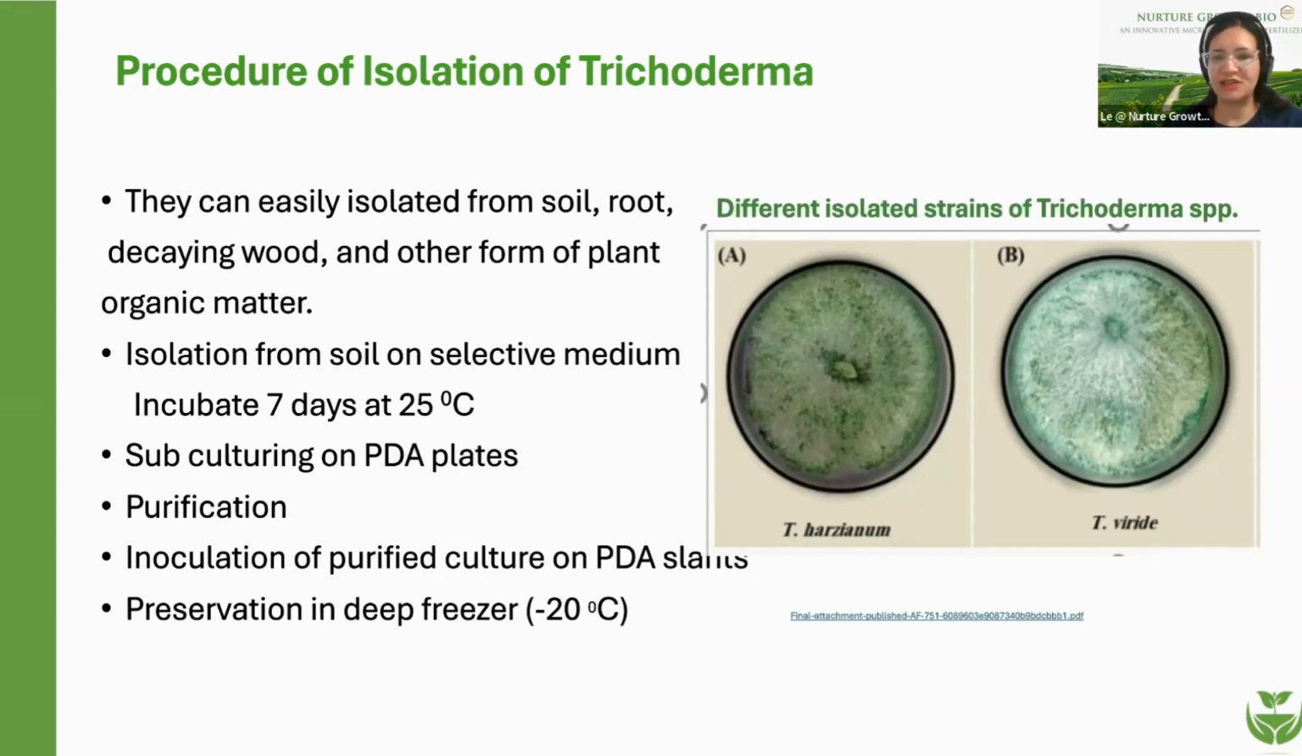These are the slides showing different strains of trichoderma. The first one is Trichoderma harzianum, and the second one is Trichoderma viride. This is just to show you how it looks in a Petri plate when we isolate it from soil or any other source. After the isolation, we inoculate it in a PDA Petri plate. It is usually whitish or greenish in color, and it varies depending on which strain it is.